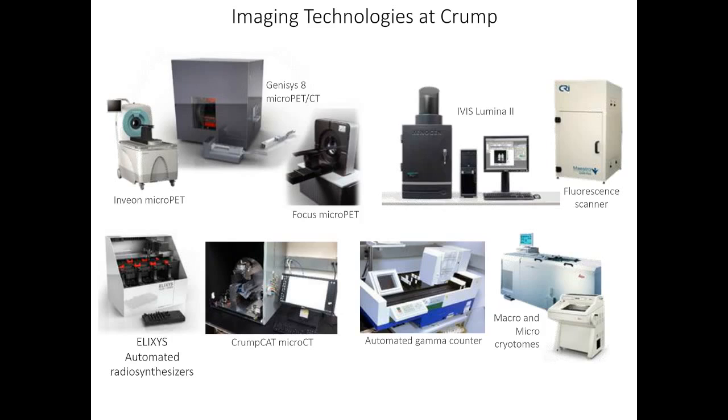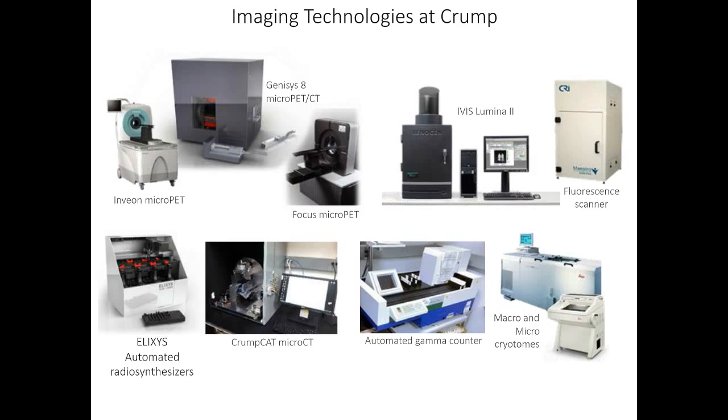So the fluorescence scanner is simply for imaging animals at different wavelengths for fluorescent agents, whereas with the IVIS Lumina, we're capable of doing both fluorescence and bioluminescence. And I'll go into the bioluminescence a little more in a second. On the bottom panels, we have the Elixys automated synthesizer. That's actually related to PET imaging, where one has to synthesize the radioisotopes necessary for measuring different types of biological activity. We have an in-house, what we call a Crump micro-CT, that was built in-house for us to do relatively high-resolution small animal imaging.